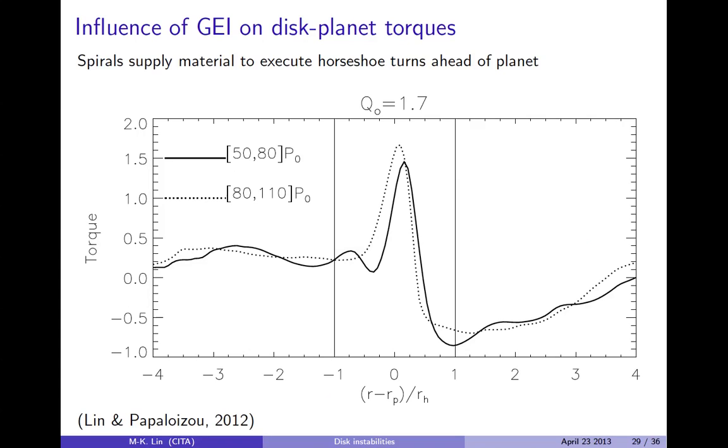So here's the example. I'm plotting here the torque contributions from different radii away from the planet. At the planet's orbital radius, I've got a large spike here. So I've got co-rotation torques due to this horseshoe effect, due to this instability supplying material to go on those orbits. So positive torque on the planet means outward migration.